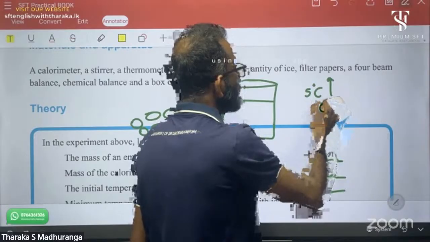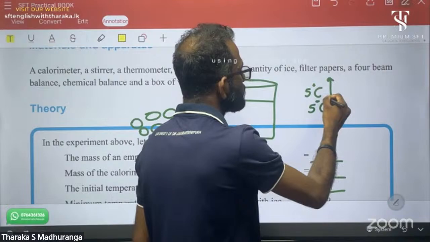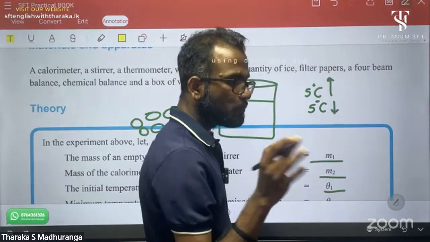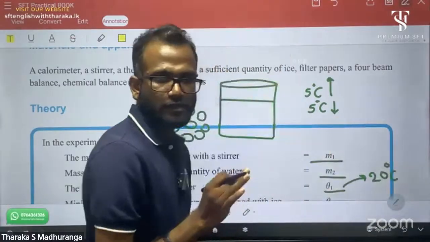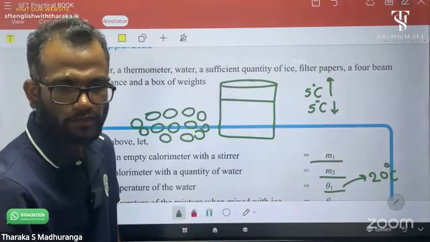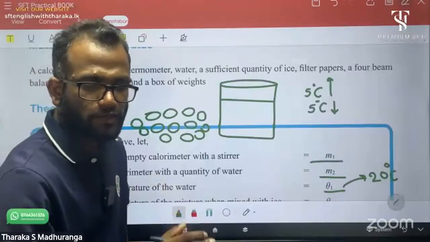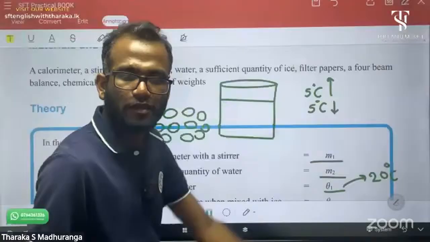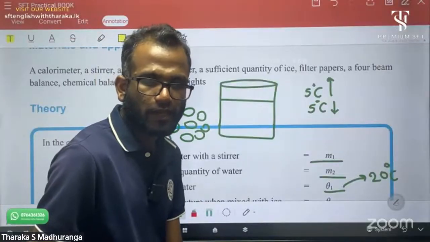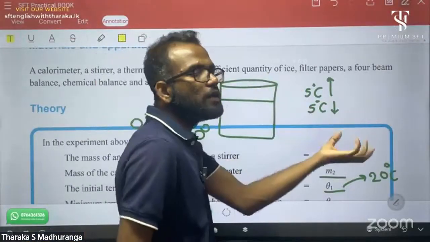Theta 1 is 20, right? Initial temperature 20. Cool the water and calorimeter up to 15 Celsius, a drop of 5 Celsius. And adding ice up to increase 25 Celsius. Right? Then we can avoid heat loss.